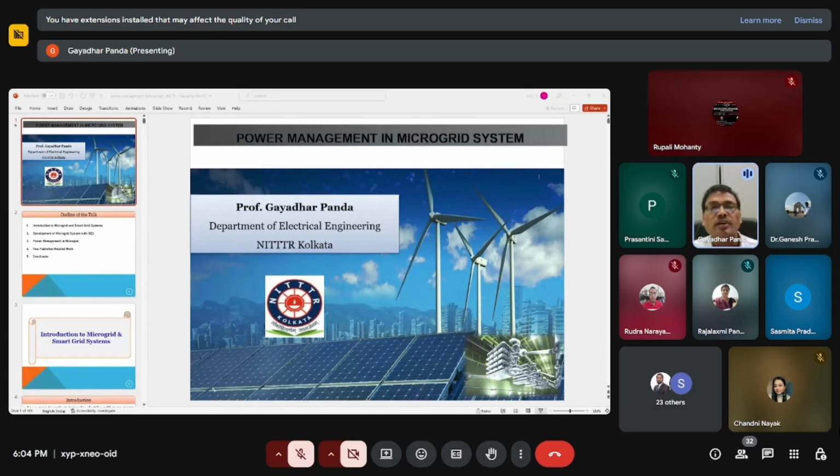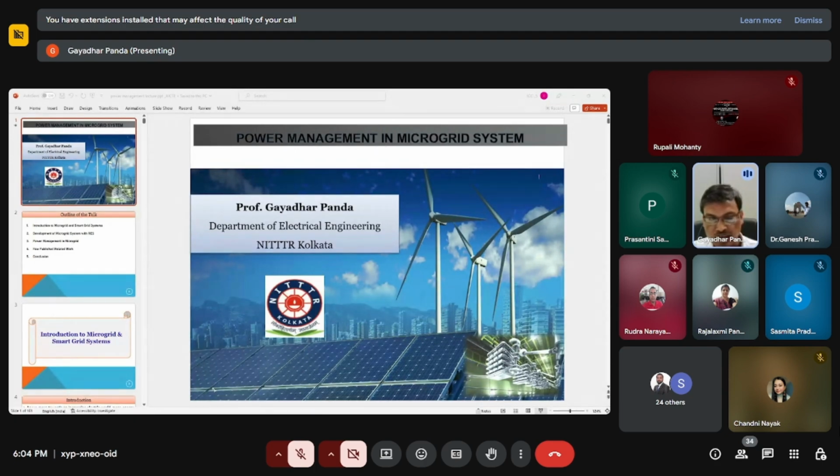You can see here, the topic is power management in microgrid system. And my contribution will be here mainly the different renewable energy sources, introductory part. And the second part will be how the converters are coming into picture, means what is the major role in the integration of renewable sources, and a little bit control aspects. Then at the end, we'll discuss why the power management or optimal power management is essential in the microgrid system.